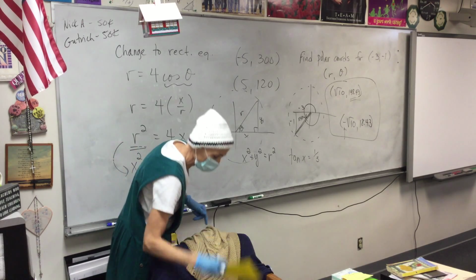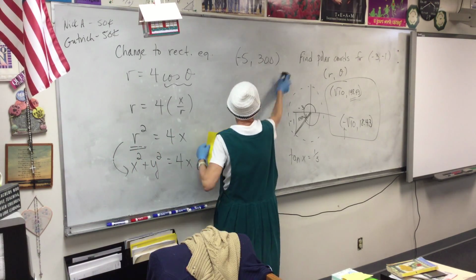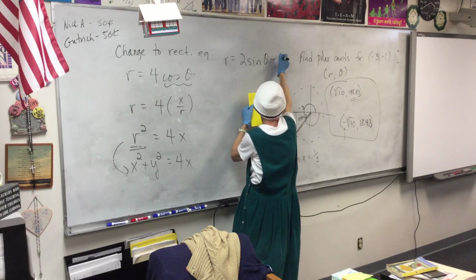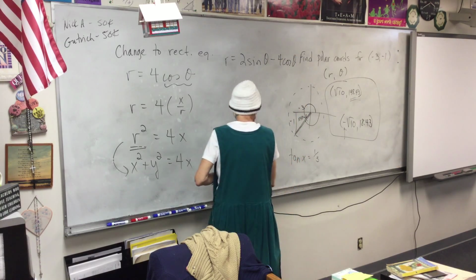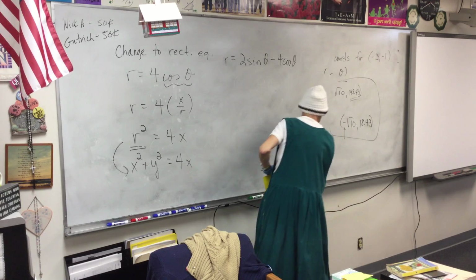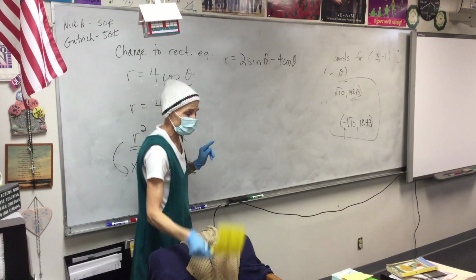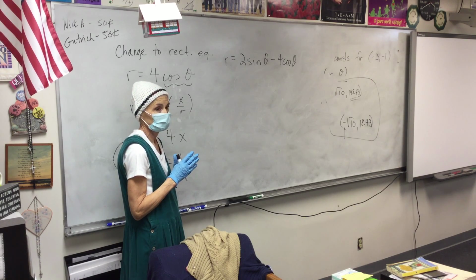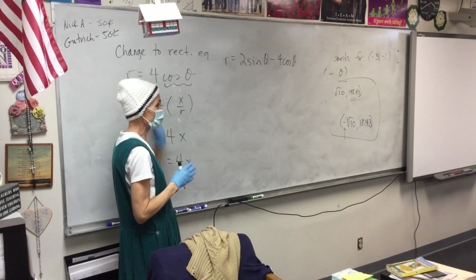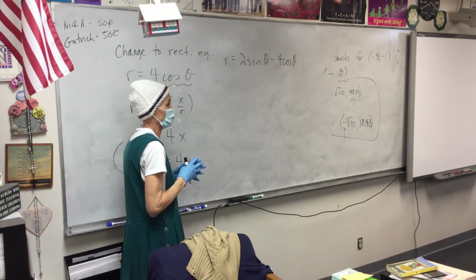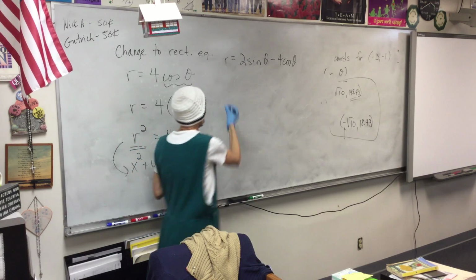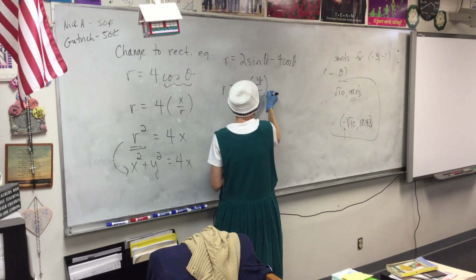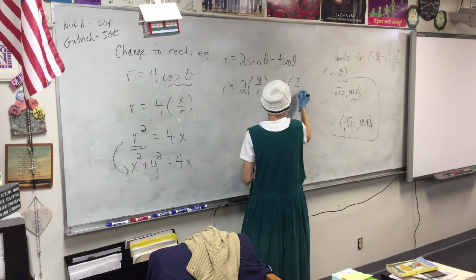All right, let's try one more. But bigger equation this time. Let's see how you do. Okay, the directions say rewrite as a rectangular equation. Okay, so think about what we did here and let's repeat the steps. So what did we do first? Okay, so we got two of them this time. So what's sine? Y over r. What's cosine? X over r.